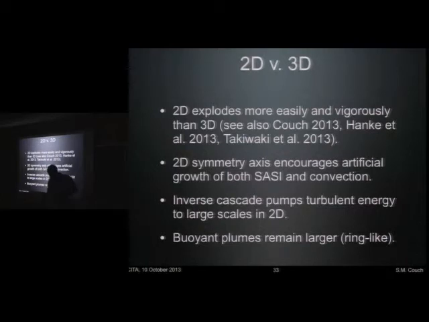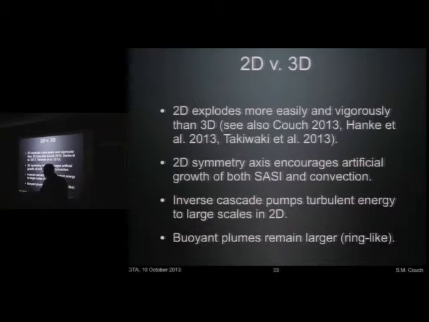Okay, summarizing. 2D explodes more easily and vigorously. This is confirming the result that I got before. It's also more or less consistent with the high-resolution simulations from the German group's parameterized calculations. I think the 2D symmetry axis is encouraging artificial growth of both the SASE and convection, and the inverse cascade is further exacerbating this problem by pumping energy to those large scales rather than cascading them to small.